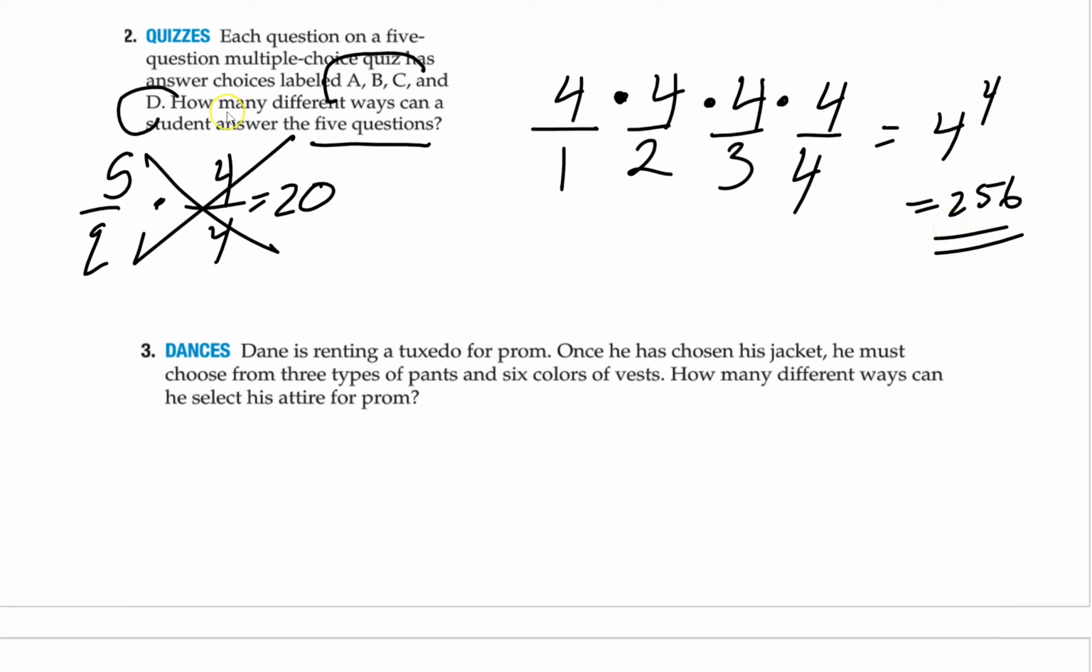And that makes sense. You could go A, B, B, B, A, or B, A, B. You could answer so many different ways, way more than 20. So that's where it gets a little tricky. You have to think, okay, I'm choosing between the different questions, and how many options do I have for each question?